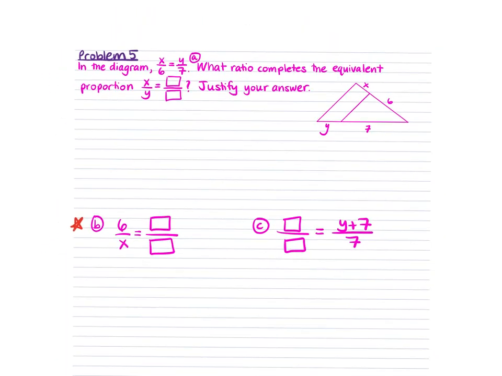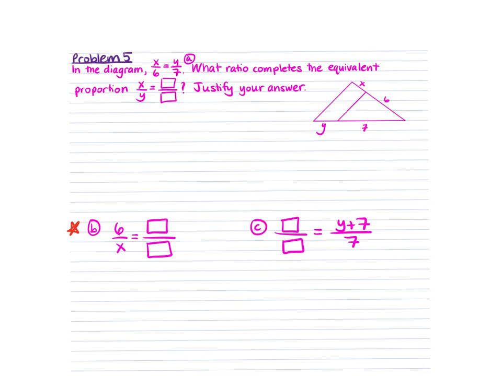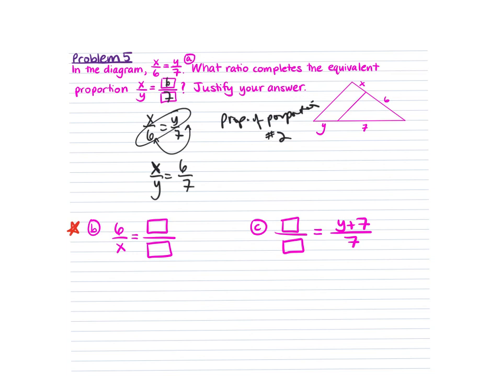So here in this example, we have triangles. In this example, x divided by 6 equals y divided by 7. Let's start with our x over 6 equals y over 7. We can remember from that second property, we can switch the means. So this becomes x over y equals 6 over 7, which is what this is asking. So this is the property of proportions number 2, when you switch the means.